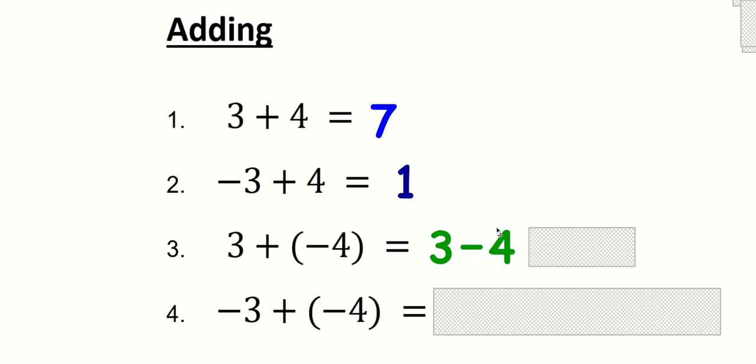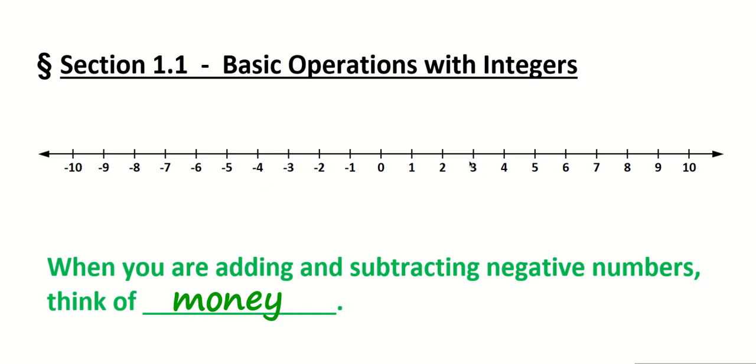So what is 3 minus 4? You're starting at 3 and you're subtracting 4. Well, that gets you into negative land at -1. Again, think of a number line. 3, and then you're subtracting 4. 1, 2, 3, 4.